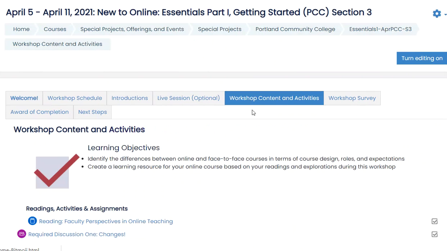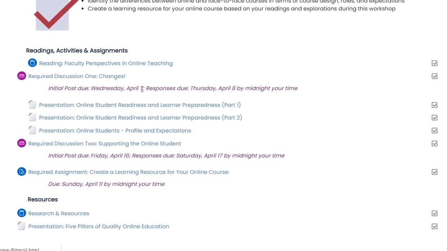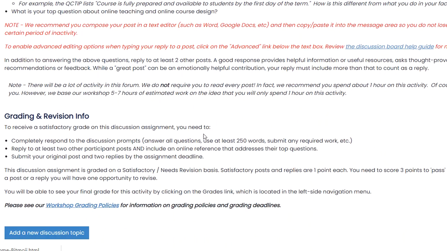This is where the workshop content and activities are. In this workshop, you have 2 discussion forums and a required assignment. In the discussion forum, you are to answer the questions and reply to 2 other posts. These are not the people who reply to your original post. So each discussion is worth 3 points: 1 point for your original post and 1 for each reply to at least 2 other participants.